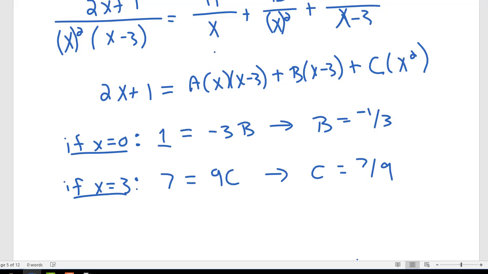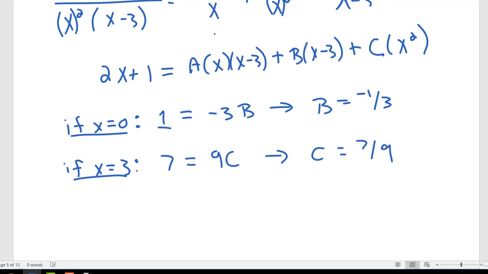Now, how do I find a? So here's where the shortcut begins to fail. In this example, I can't find a. Right? If I get rid of the b, I'm plugging in x equals 3, but that also gets rid of the a. And if I'm getting rid of the c, I plug in x equals 0, but that also gets rid of the a. So what do I do in that case? Well, actually what I'm going to do is plug in a different x. So let's say I plug in x equals 1.